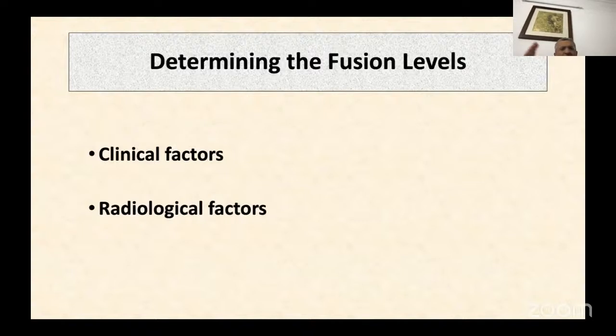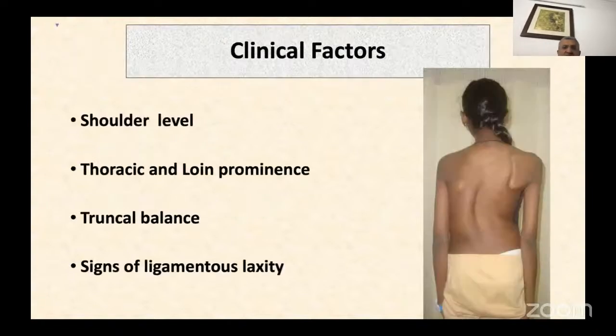Therefore, how do you determine when you can do a selective fusion? You have clinical factors and you have radiological factors. It's always important to examine the patient in detail. You have to look at the shoulder level. You have to look at the prominence of the thoracic and the loin, the rib hump and the loin hump. What does the hump imply? The hump implies that there is a rotation of the vertebra, and indicates the severity of the rotation and the structurality of the curve.